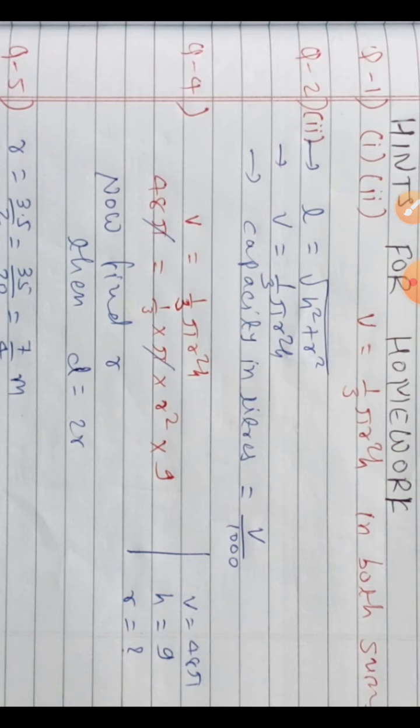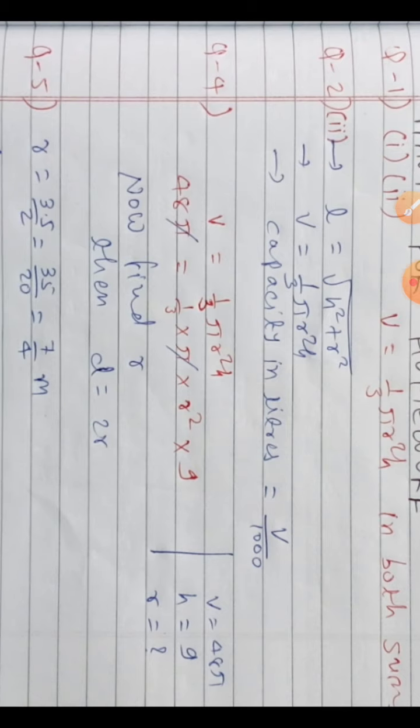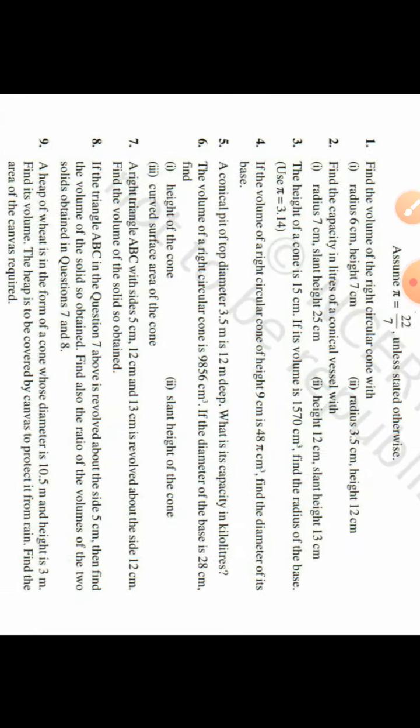L is given, S is given, r is not given. So you have to find r first of all, then the volume by that same formula, and then the capacity by dividing by 1000. Okay, so same three steps, just like question number 2, sub question number 1. Now look at number 4.